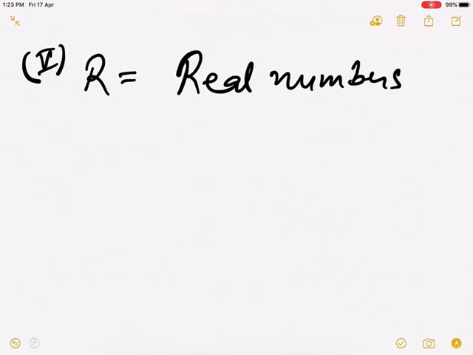Now what are real numbers? Real numbers are all those numbers which you have studied so far, whether those are fractions, whether those are decimals, any type of number which you have studied, rationals, irrationals, decimals, integers, whatever numbers you have studied so far, all the numbers are known as real numbers. It is the collection of all possible numbers which you have studied so far.